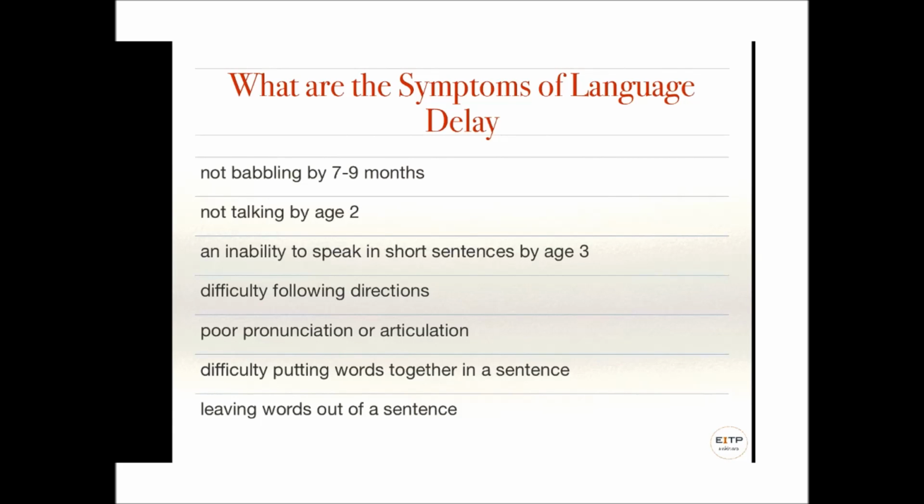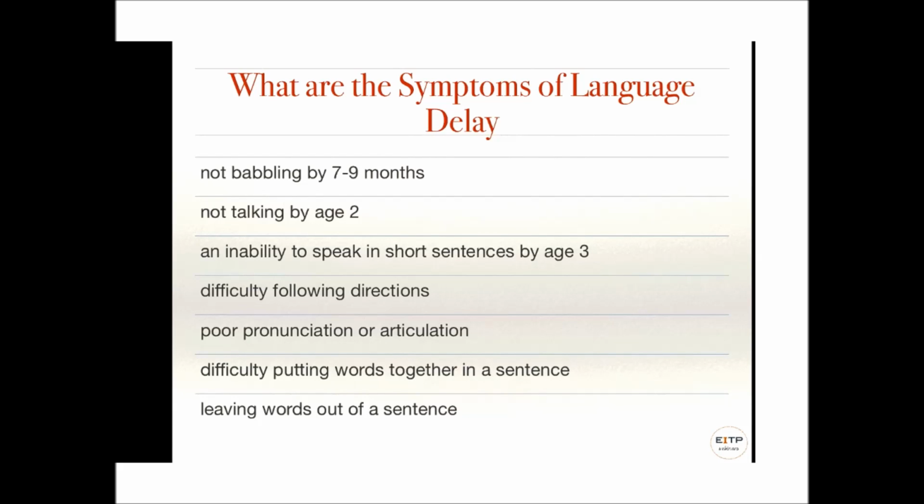What are the symptoms of language delay in general, and not in its entirety by any means? Not babbling by 7 to 9 months? People may have differences of opinion there. We definitely know the norms: babbling should be happening by 6 months, but I would become even more concerned if they're not by 7 to 9. Not talking. Now, this is general.